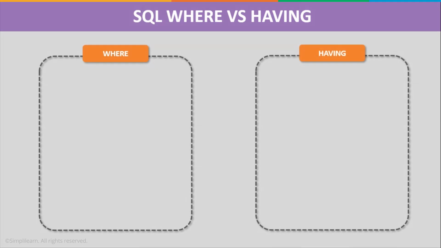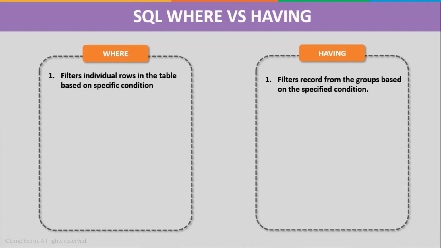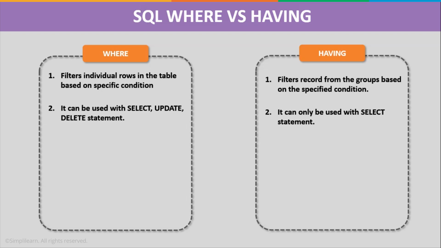Let us now look at the differences between these two clauses, that is SQL where and having clause. The SQL where clause filters the individual rows in the table based on the specific condition, whereas the having clause filters groups instead of one row at a time. As discussed earlier, where clauses can be used with select, update, delete statements, whereas the having clause can be used only with the select statement.